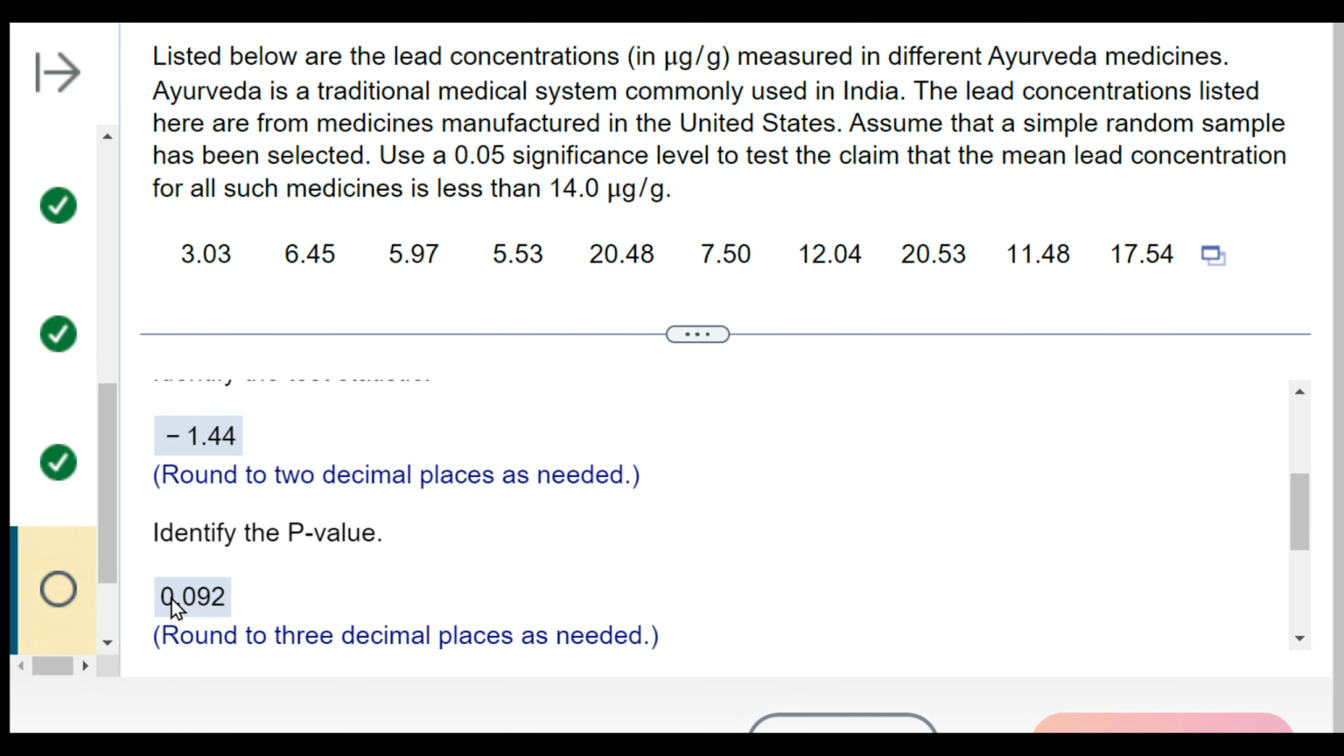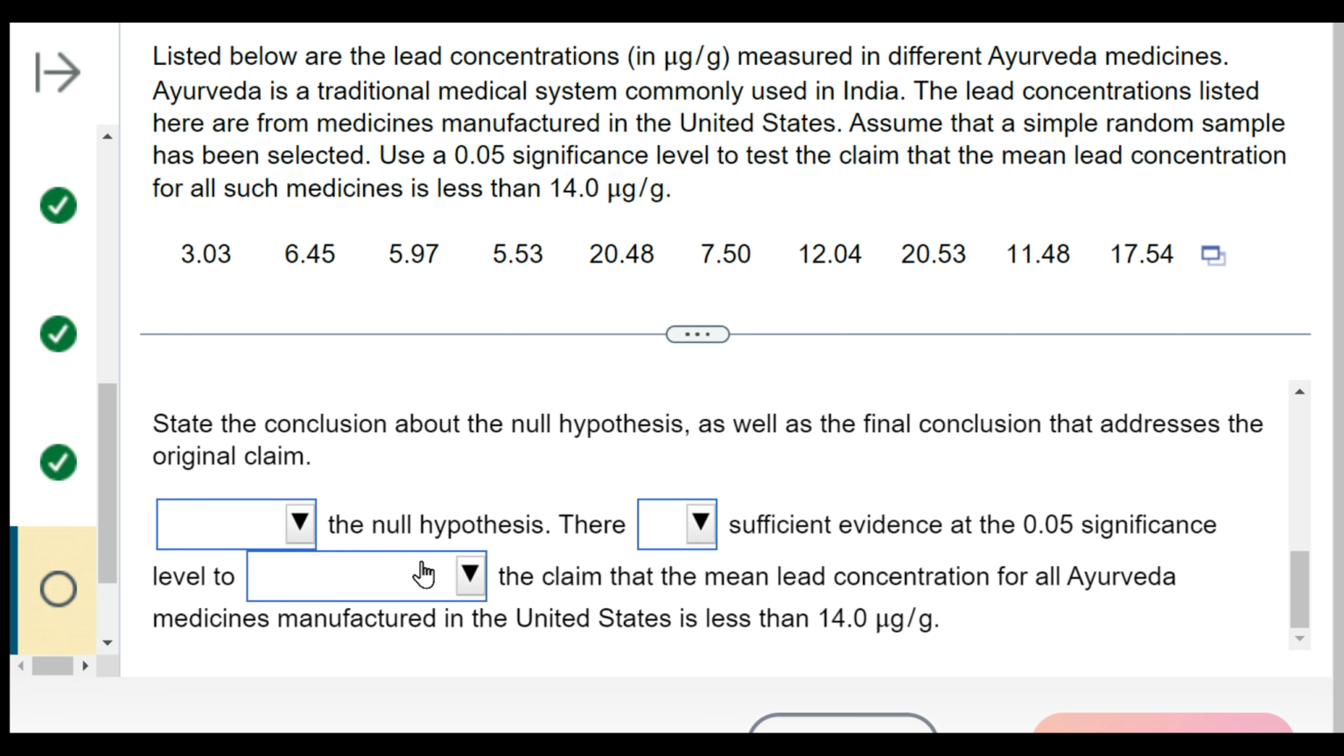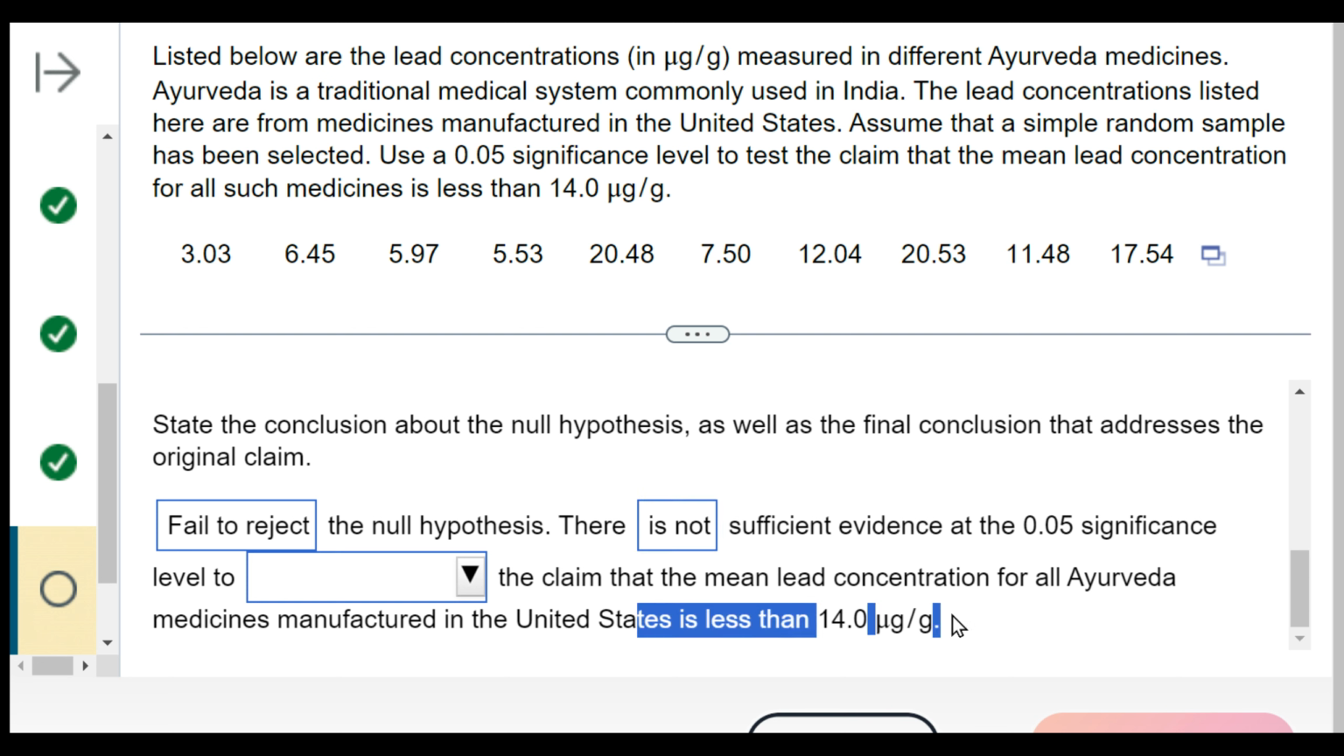Well, 0.09 is not lower than 0.05, so I won't be rejecting. I'll fail to reject. If I fail to reject, I do not have sufficient evidence to reject. Even if I had rejected, I would have sufficient evidence to reject. They both end the same way, talking about rejecting H0, which means the same thing as supporting the alternate. And what are they talking about here? Less than 14? That was the alternate.